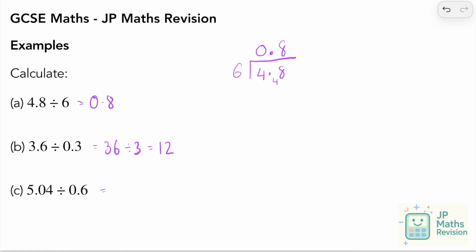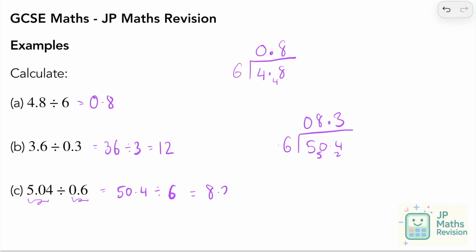This next one, I'm doing 5.04 divided by 0.6. So to make this a nice whole number, I could times it by 10, but I'd have to also times 5.04 by 10 as well. So that would be 50.4 divided by 6. So I can use the bus stop method to do that. So 50.4 divided by 6. So 6 into 5 goes 0, remainder 5. 6 into 50 goes 8, remainder 2, and then I'll put the decimal place here. And 6 into 24 is 3. So the answer to this one is 8.3.